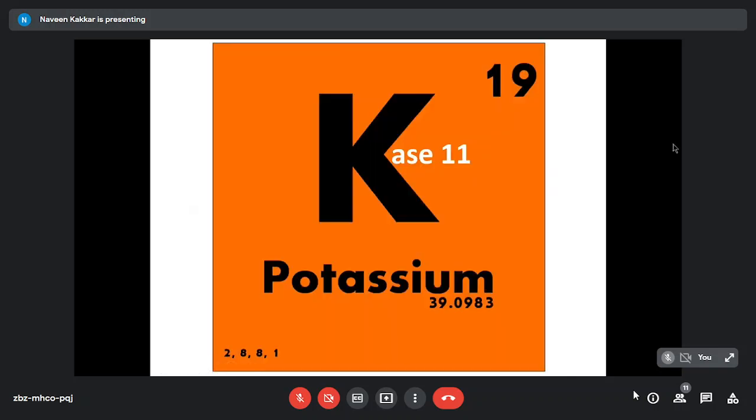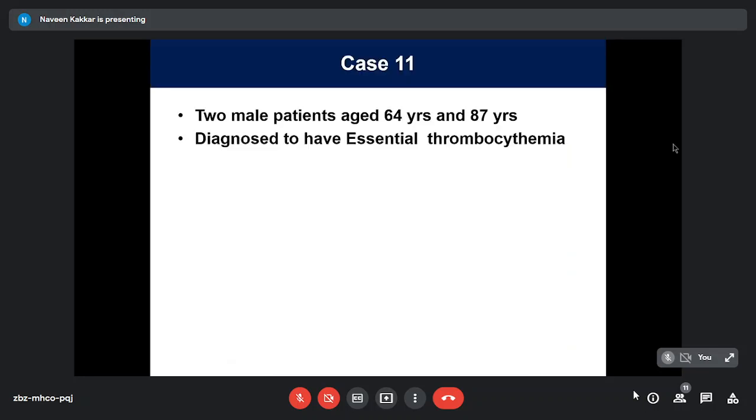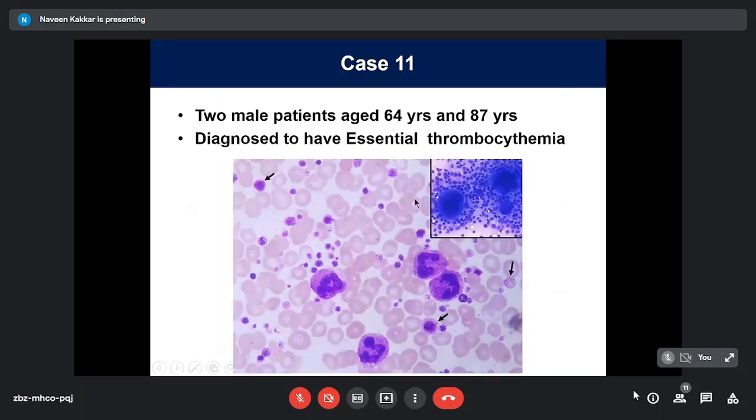So potassium. Let's look at a potassium problem now, going a bit into biochemistry. Two patients, elderly, diagnosed to have essential thrombocythemia. I'm showing you the smear of one of them. That's a bone marrow picture: proliferation of megakaryocytes and marked thrombocytosis with a lot of giant platelets, huge numbers.